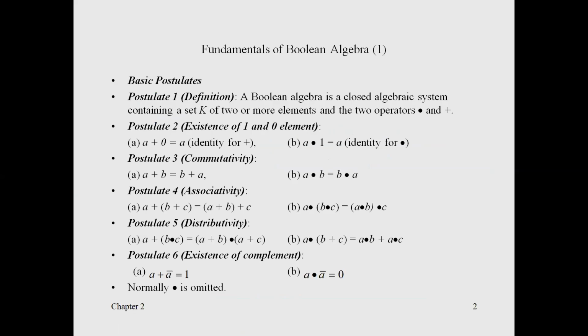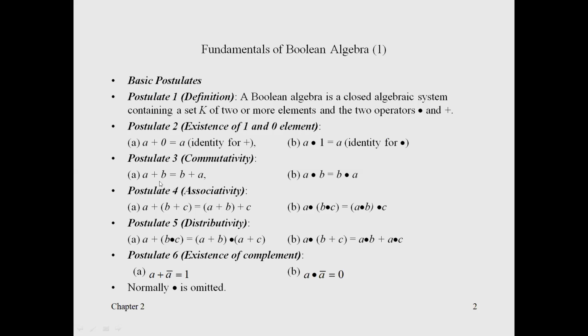So fundamentals, you see here. The basic postulates. Postulate 1 says a Boolean algebra is a closed algebraic system containing a set K of 2 or more elements and the 2 operators, AND and OR, which we will see. Postulate 2: A plus 0 is equal to A, A into 1 is equal to A, existence of 1 and 0.